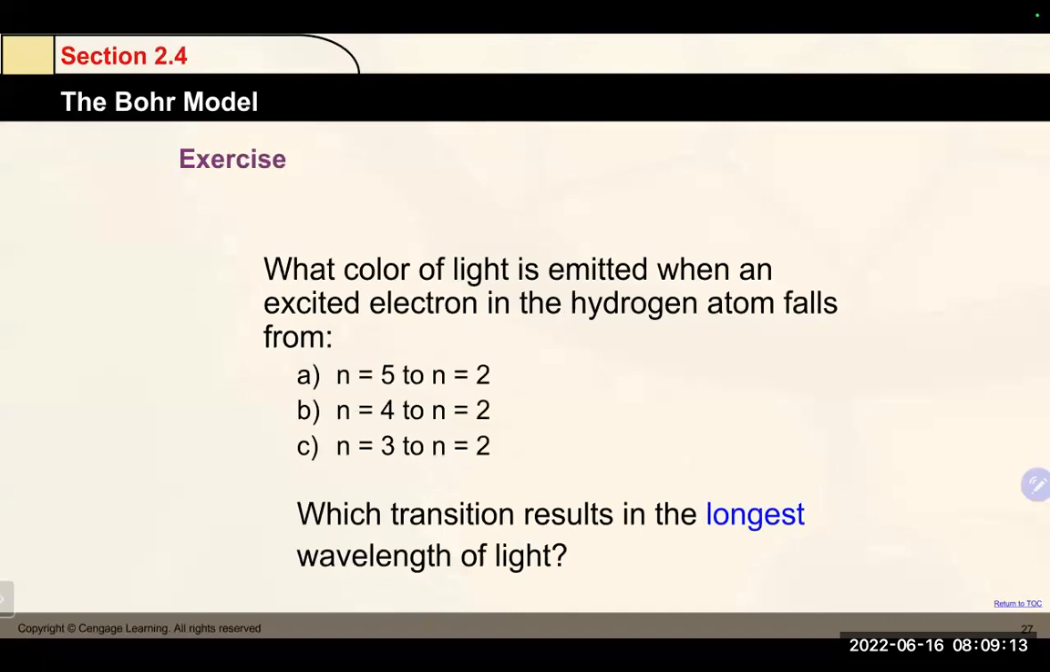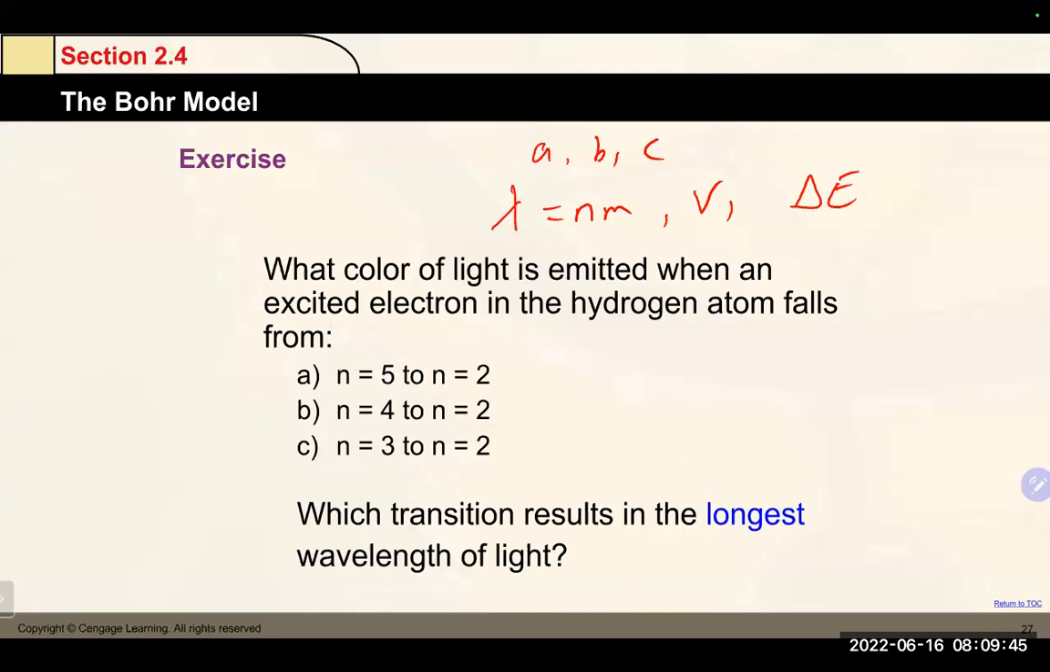So 3 different problems here. We want to know what is the color, but more importantly, we want to do some calculations here. So for each of these, for A, B, and C, let's calculate the wavelength in nanometers. Let's also calculate the frequency. And let's also calculate the change in energy that occurs as those electrons transition from those different points. That should give you some good practice with your calculator.